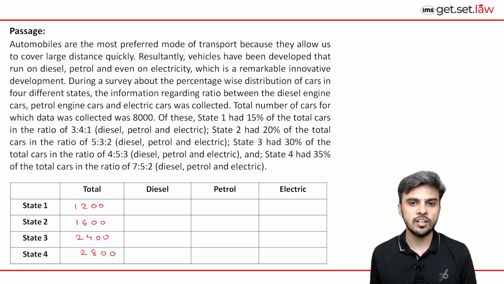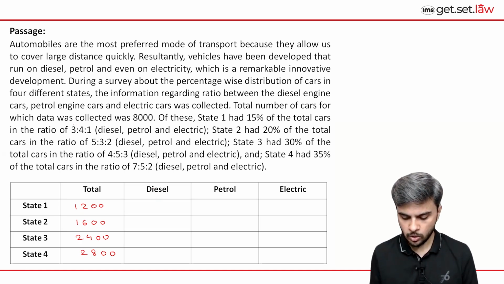Now let's use the values of ratios given for these states to find out number of diesel, petrol and electric cars. We will be using parts method. So if we look at state 1, total number of parts is 3:4:1. 3 plus 4, 7, 7 plus 1, 8. And total vehicles are 1200. So 1200 to be divided in 8 parts.